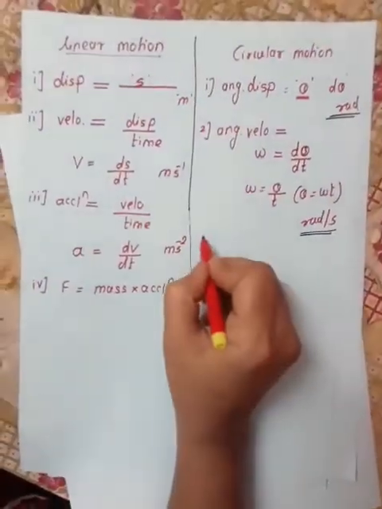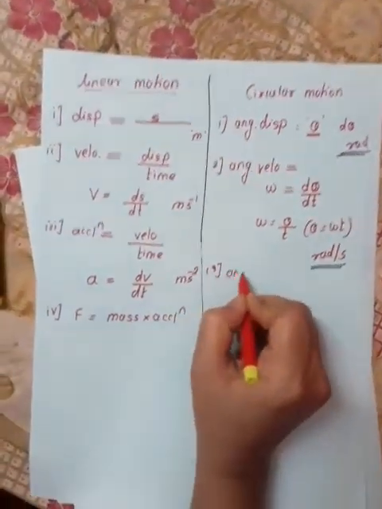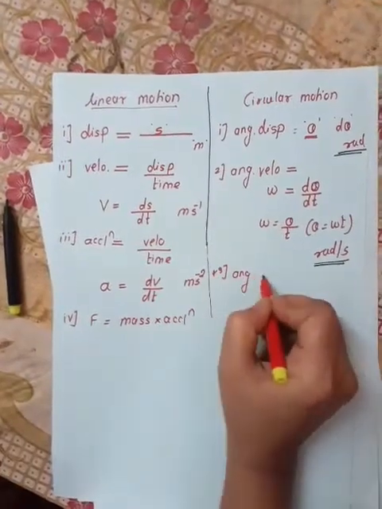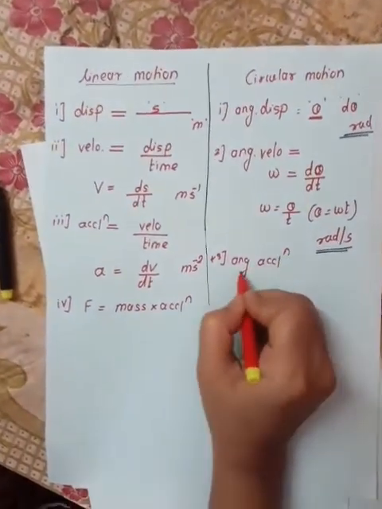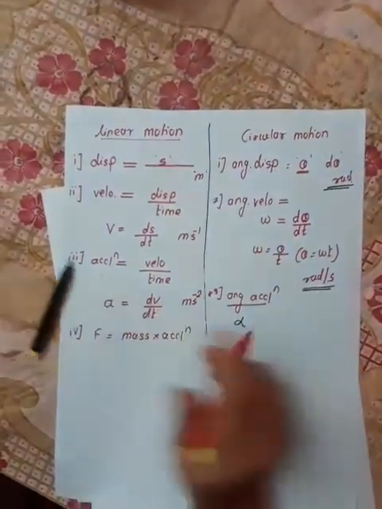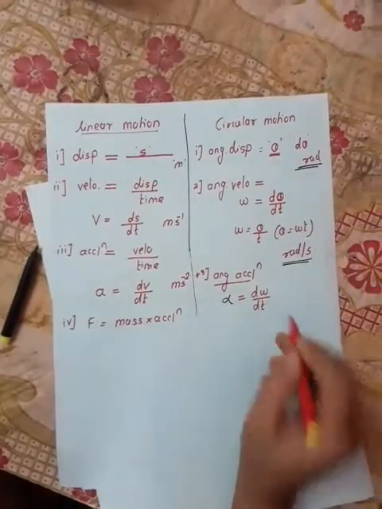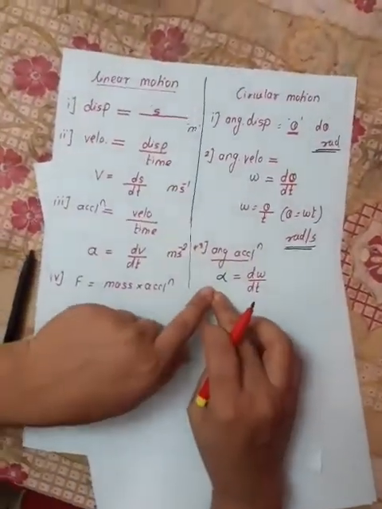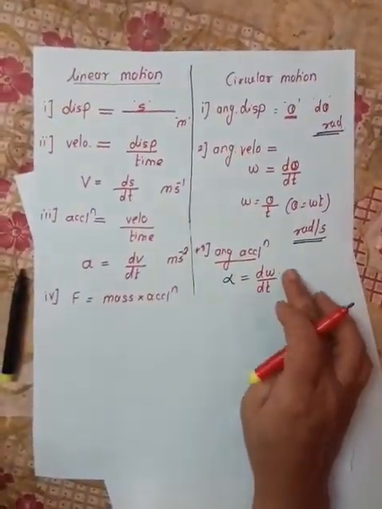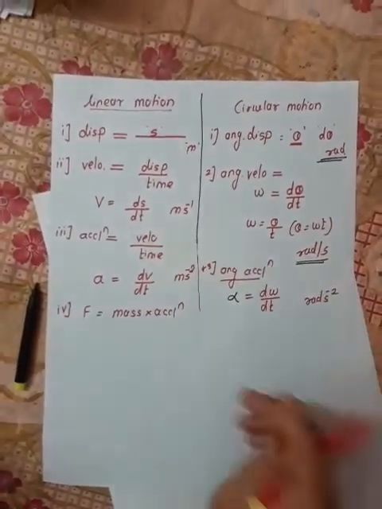Third term is angular acceleration. It has notation alpha, and alpha is equal to d omega by dt. That means angular acceleration is rate of change of angular velocity. It has unit radian second raised to minus 2.